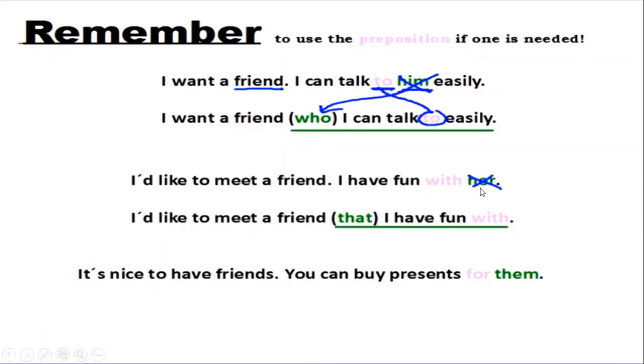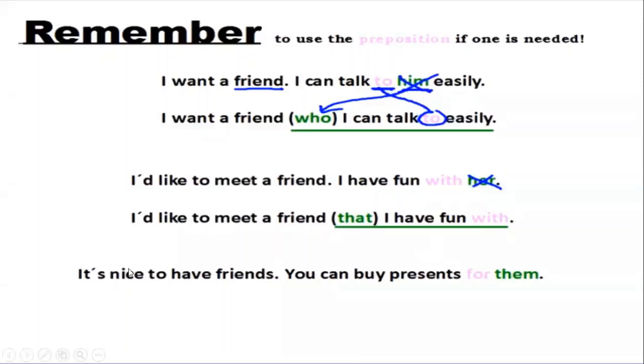Why not "her"? Because we already explained it, right? Si lo usamos acá sería redundante porque ya estamos usando that, ¿cierto? So, very good. And again, what happens with the preposition? The preposition is, again, next to the verb. In this case, the verb is have fun, que significa divertirse. So have fun with, the verb is alongside its preposition.